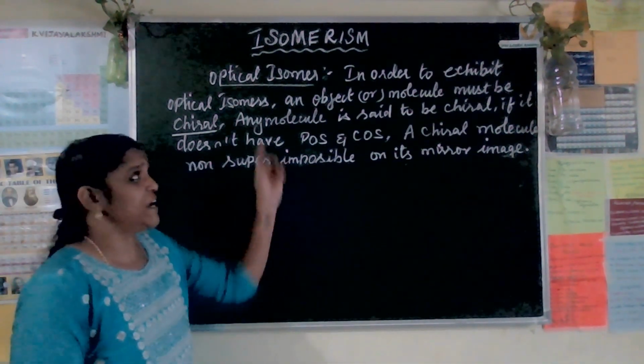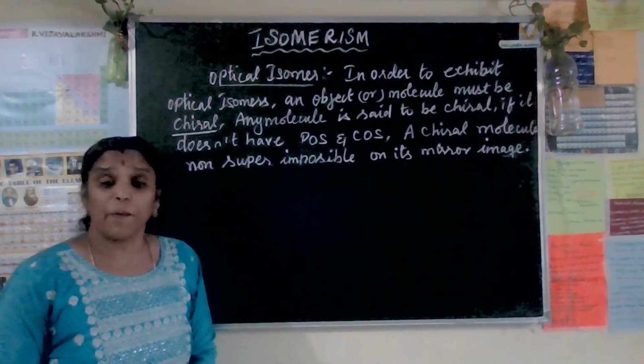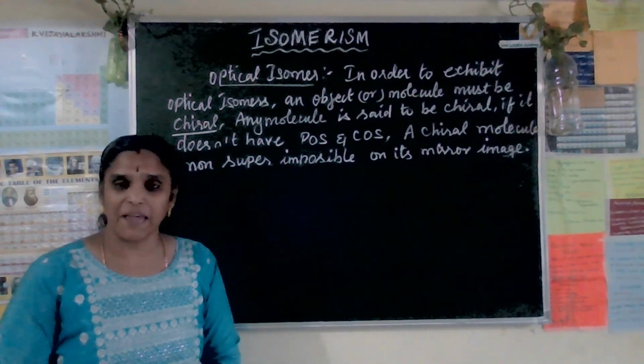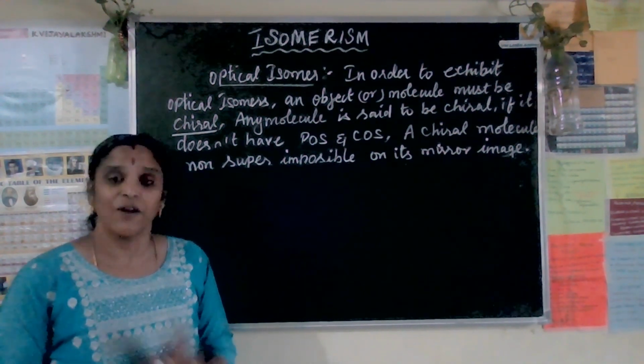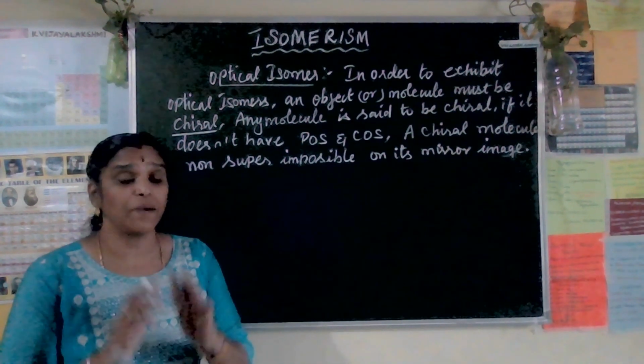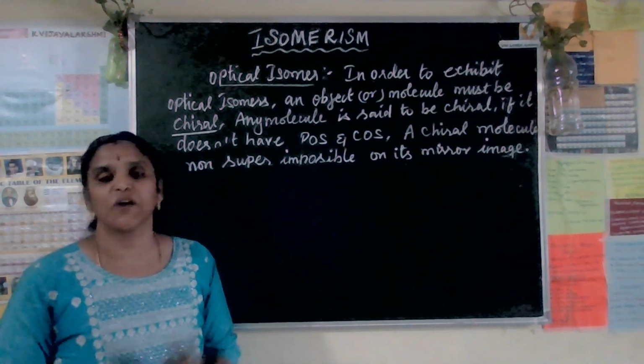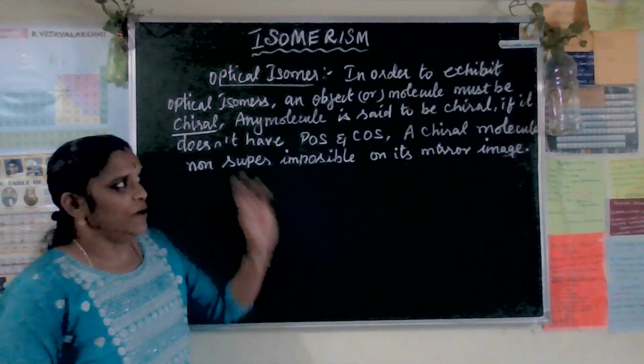The next one is optical isomers, which is very, very important. Chiral is very important. What do you mean by chiral? A carbon connected with different groups or atoms. Okay, now let us go further.